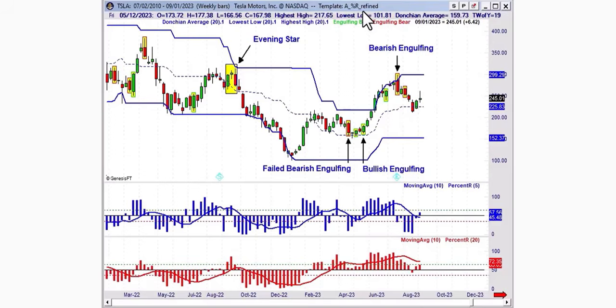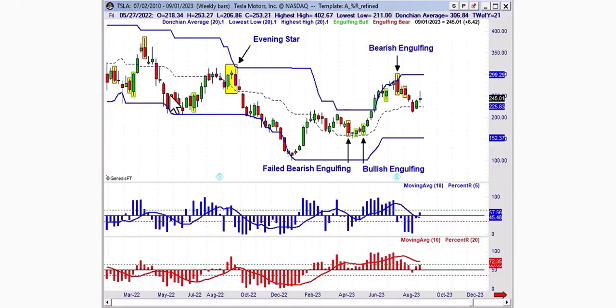Conversely, in a downtrending market, if prices advance correctively and get tangled up around that Donchian average, and then we see a bearish engulfing pattern, that's our heads up, a red flag. Pay attention. For example, here is Tesla, a weekly price chart.